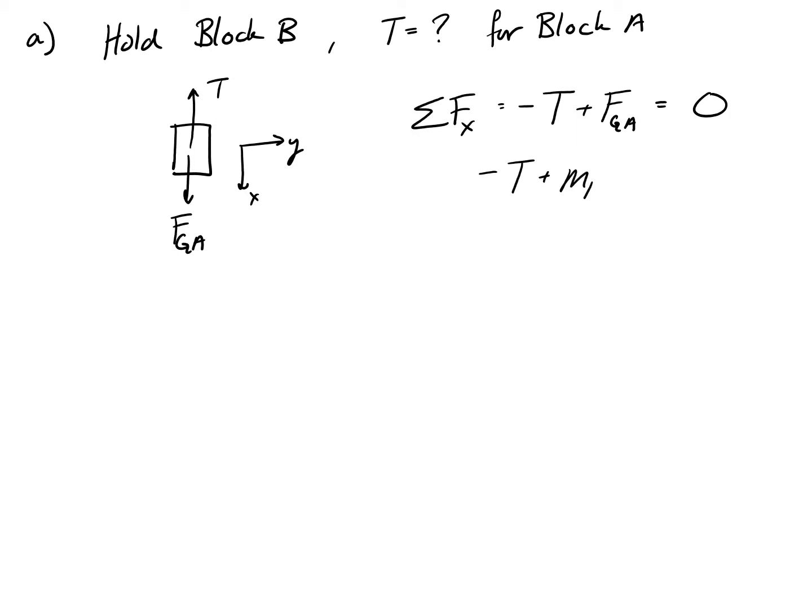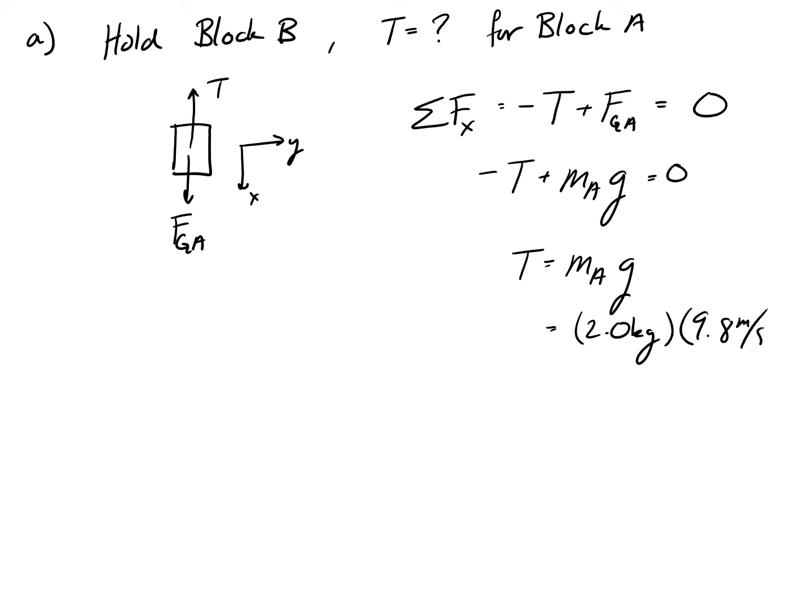I can replace my force due to gravity variable with its equation, and I can rearrange this to solve for the tension. Mass A is 2.0 kilograms. The acceleration due to gravity is 9.8 meters per second squared. Plugging that in, you're going to get 19.6 newtons, so the tension is about 20 newtons.